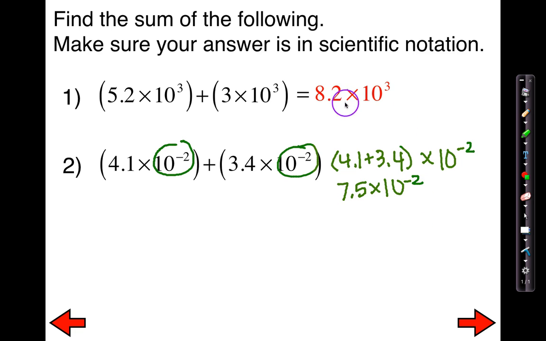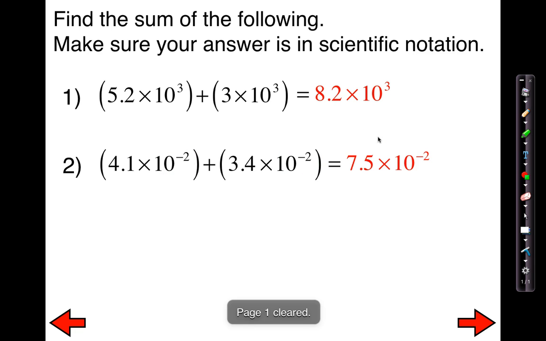Now, I forgot to mention this in the previous example. I should be checking to make sure the coefficient is between 1 and 10. This one was, so that's why it's okay. Same thing here, it is between 1 and 10, so that would be my answer.